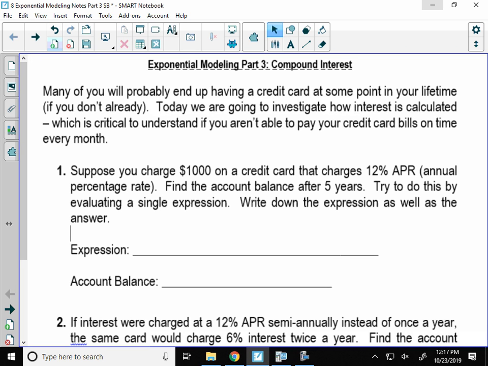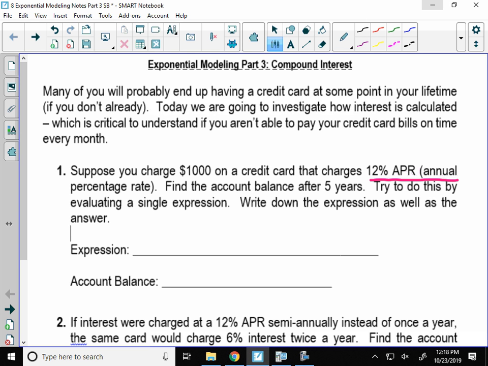Yesterday, we started talking a little bit about credit cards, and we said that there was this interest on a credit card called an APR, annual percentage rate. Okay, and that is just the percent of interest that you are charged on your debt throughout the year. Now, let's suppose that you charge $1,000 on a credit card. We're going to start with 1,000 because we're going to keep it as a nice number as our starting amount. If you have 12% APR, let's find the account balance after 5 years.